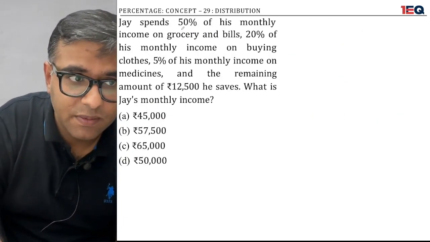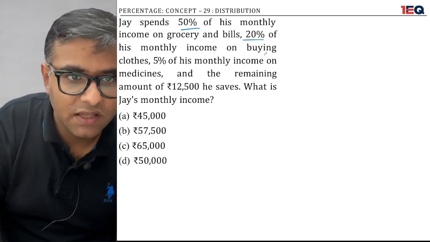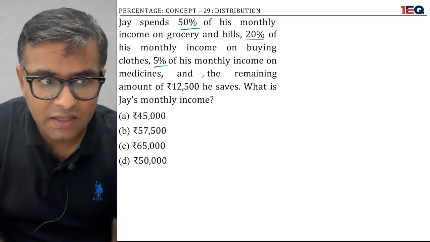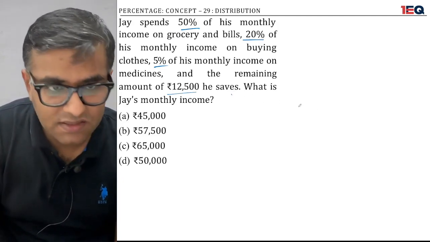Jay spends 50% of his monthly income on grocery and bills, 20% of his monthly income on buying clothes, 5% of his monthly income on medicines, and the remaining amount of 12,500 he saves. What is the monthly income?